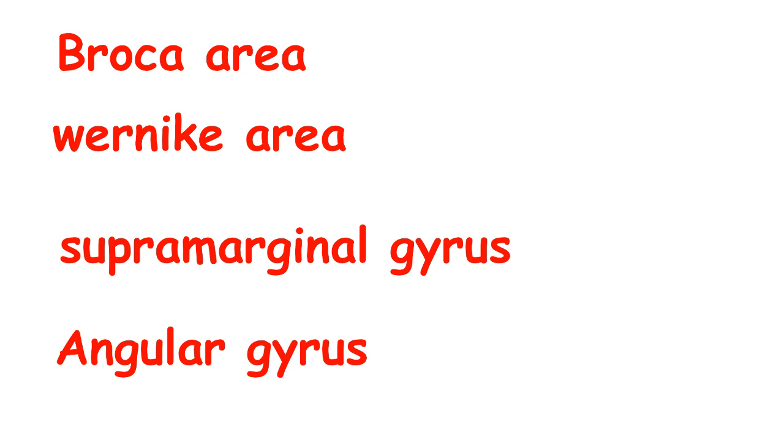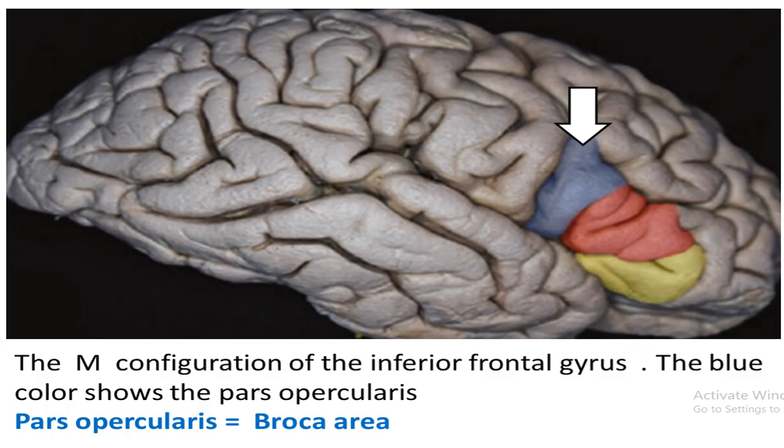As regards Broca's area, do you remember the M sign? Here is the inferior frontal gyrus, and this is the characteristic M configuration of its shape, which is formed by the rami of the sylvian sulcus, the anterior ascending and the anterior horizontal rami. As you see, it is divided into three parts: pars orbitalis, the pars triangularis, and the pars opercularis. The pars opercularis is the Broca area.